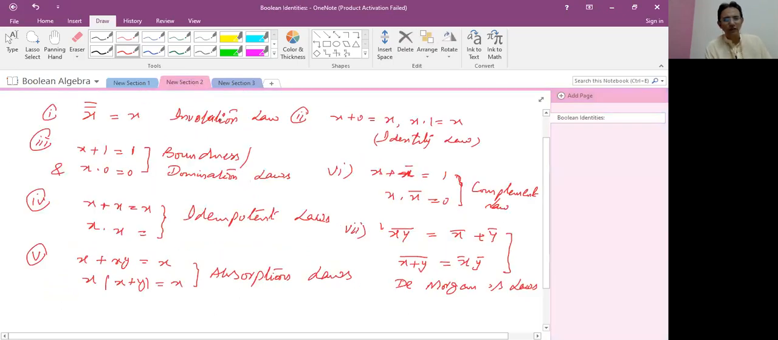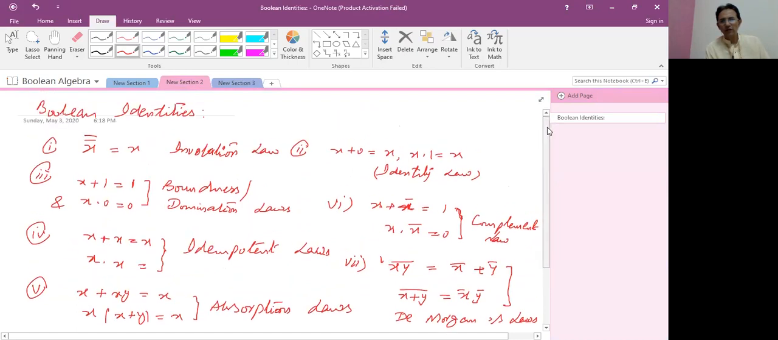Now we will move to the next. Students, we will consider here what the Boolean identities are. There are some Boolean identities very important for Boolean algebra. X double complement is called the involution law, in another way, the law of double complement. The second law is the identity law: x plus 0 equals x, x dot 1 equals x. These are identity laws. X plus 1 equals 1, x dot 0 equals 0. This law is called the boundedness law or domination law.